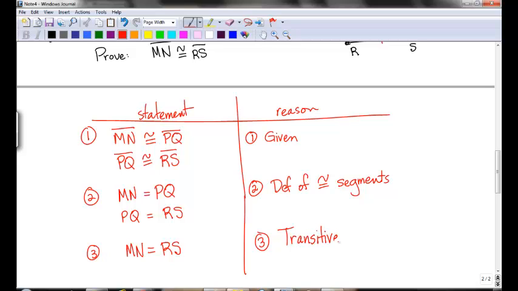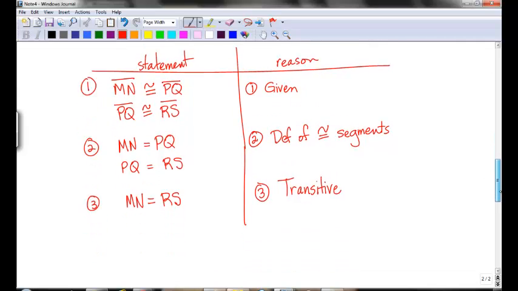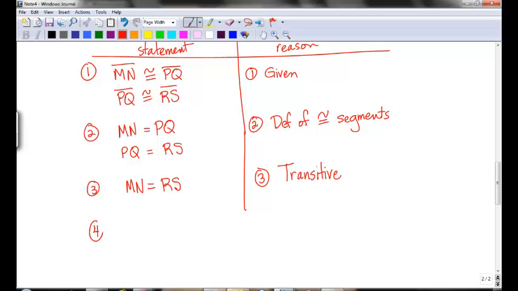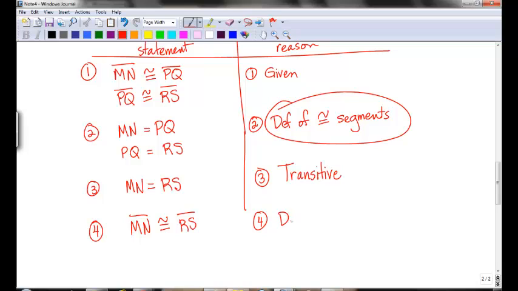And we'll go from one line down to the next line. Okay, now you got their measures equal. Now you can go back to the segments. MN is congruent to RS. What property says if the measures are equal, the segments are congruent? It's not a property. Yep, definition. It's that definition again. Definition of congruent segments.